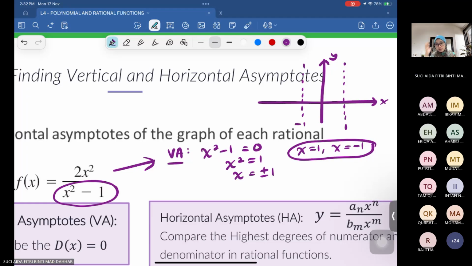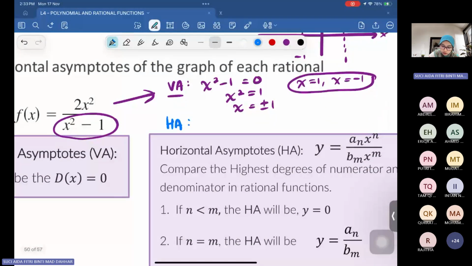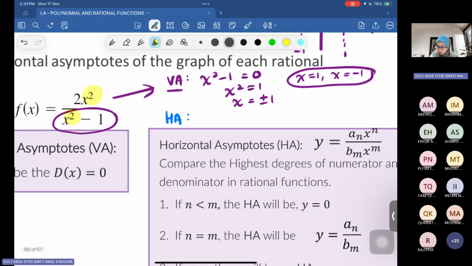Okay? So you have two vertical asymptotes. Next, how do you get horizontal asymptotes? Now consider the power. The power on the top is power 2. The power in the bottom is also power 2. So they have equal degree.